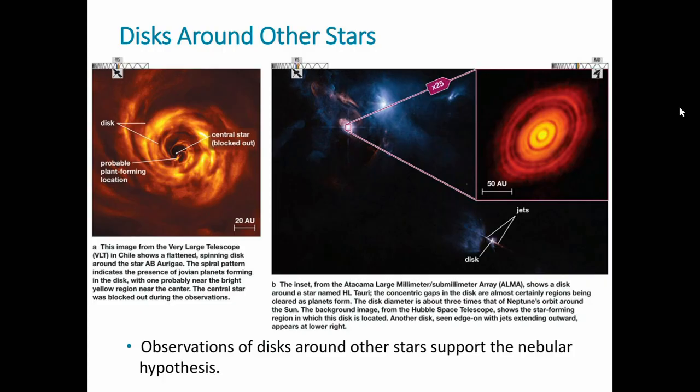And then on the right is another visible picture, and this inset is a radio image, again showing the disk that forms around a star as it's forming.